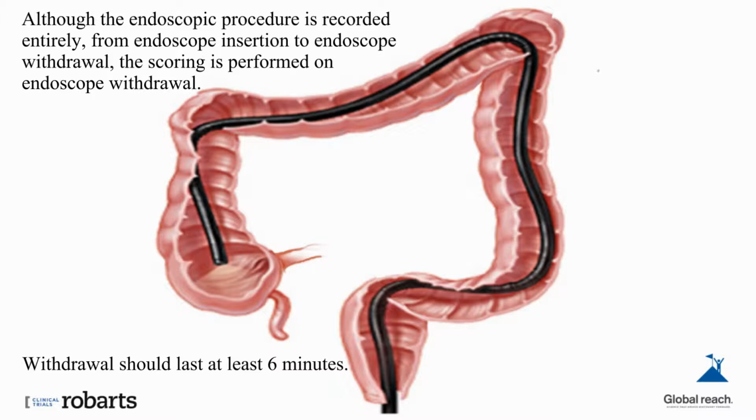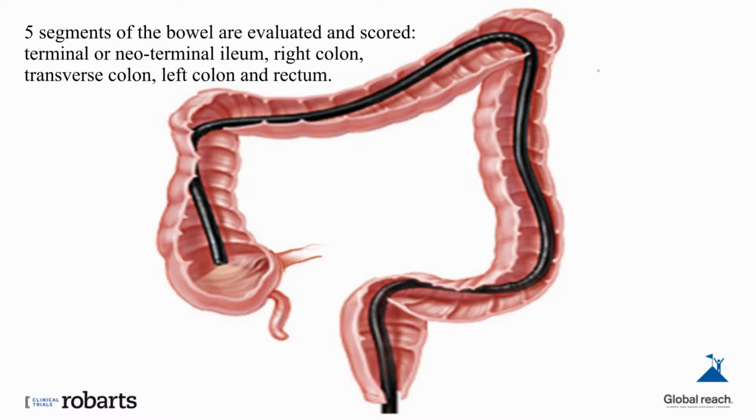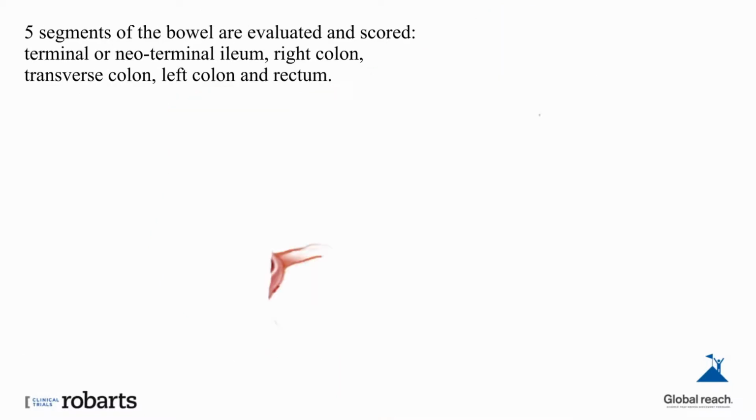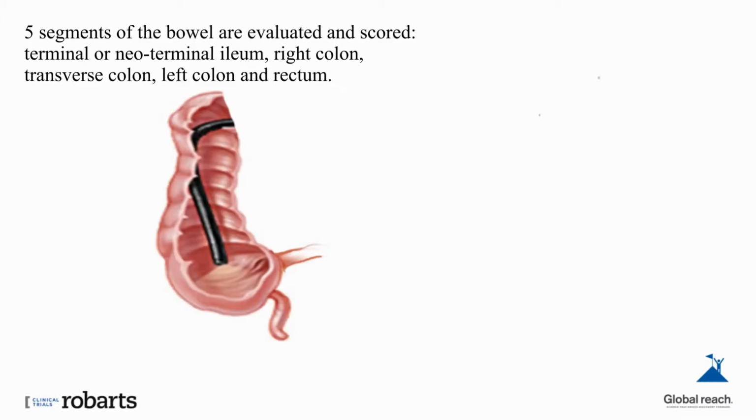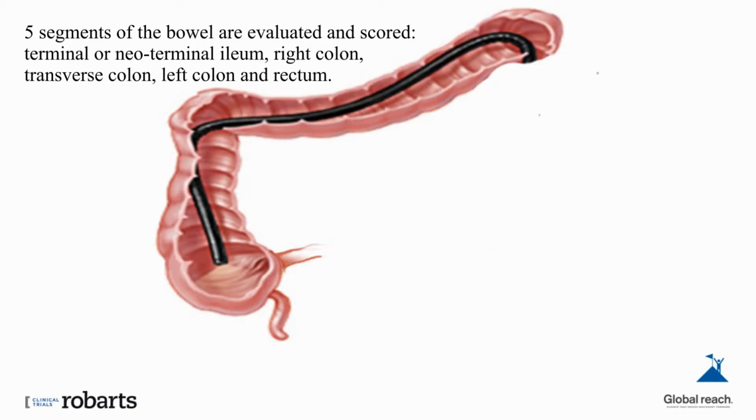Although the endoscopic procedure is recorded entirely, from endoscope insertion to endoscope withdrawal, the scoring is performed on endoscope withdrawal. Withdrawal should last at least 6 minutes. 5 segments of the bowel are evaluated and scored: terminal or neoterminal ileum, right colon, transverse colon, left colon and rectum.